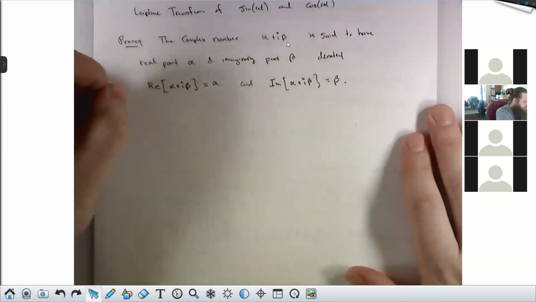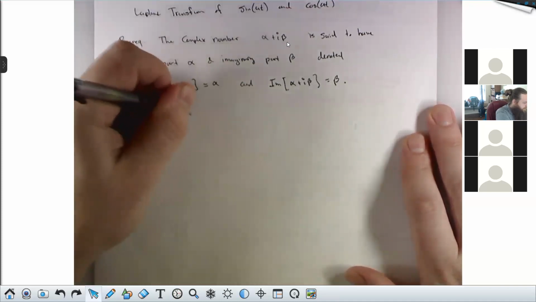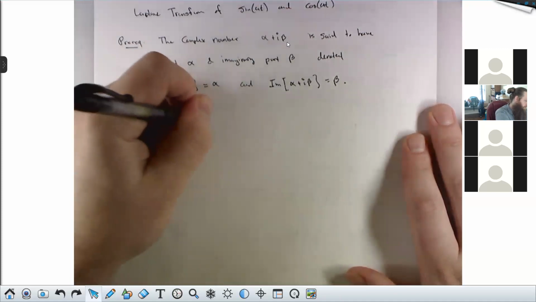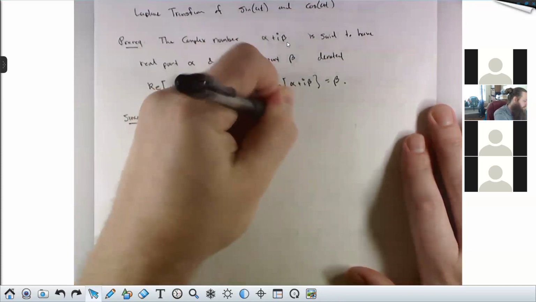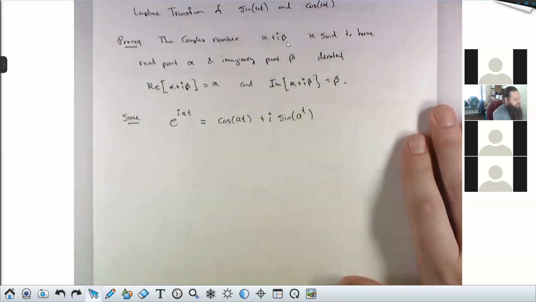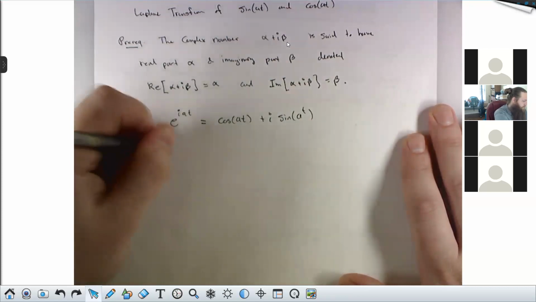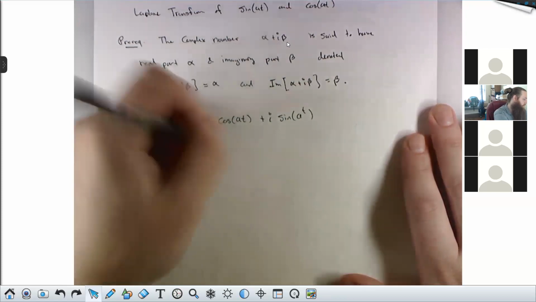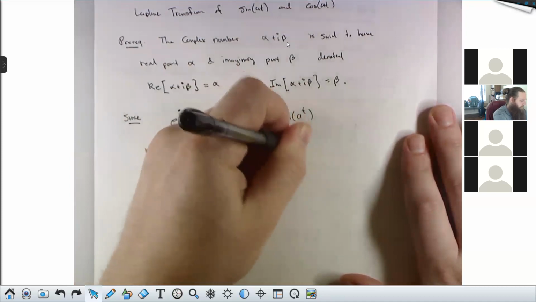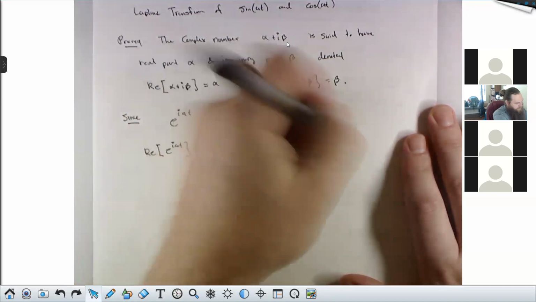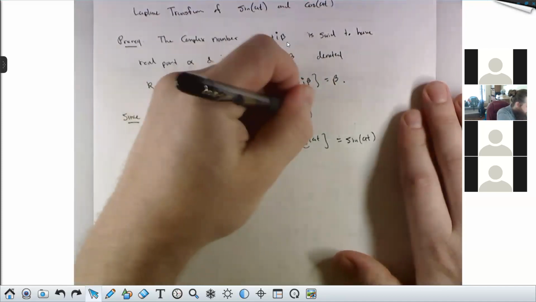All right, so let's say here now, since e to the iat by our Euler formula is the cosine of at plus i times the sine of at, we have Re of e to the iat equals cos at, and Im of e to the iat equals sine at. I'm sorry, this is a times t.